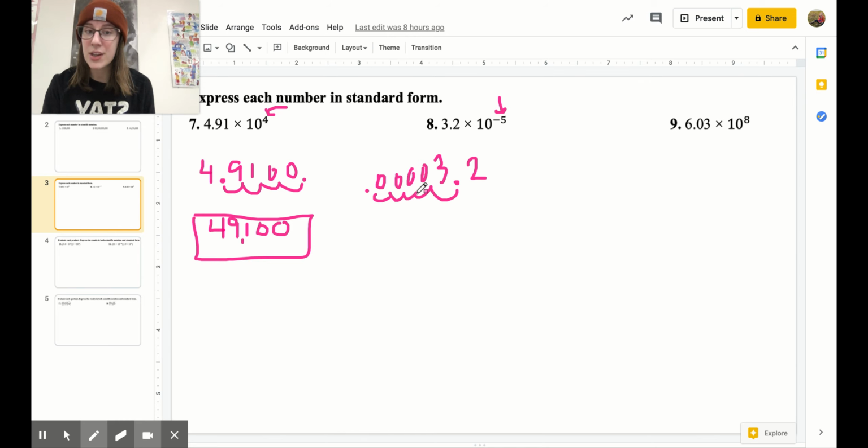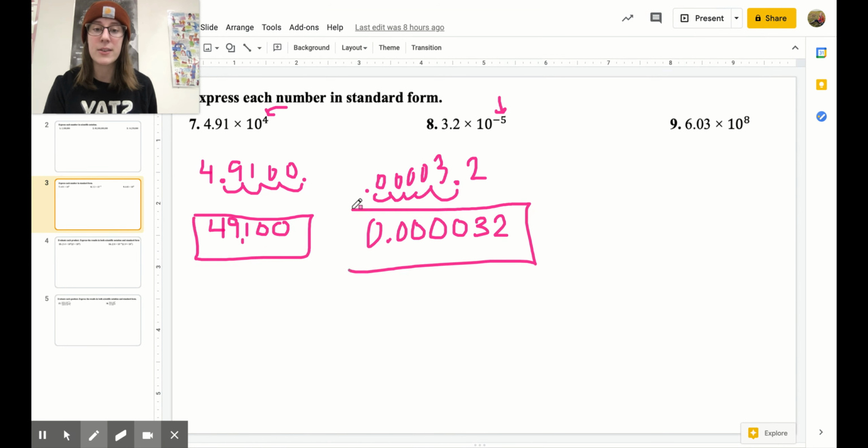You're just moving your decimal 5 times. That's what that notation is saying, basically. So you're going to say 0 point. Then I have 4 zeros: 1, 2, 3, 4. Then a 3 and a 2. And that is a very, very small number. And that's what you have. So try the rest of the problems like that. Pause me and then join back.